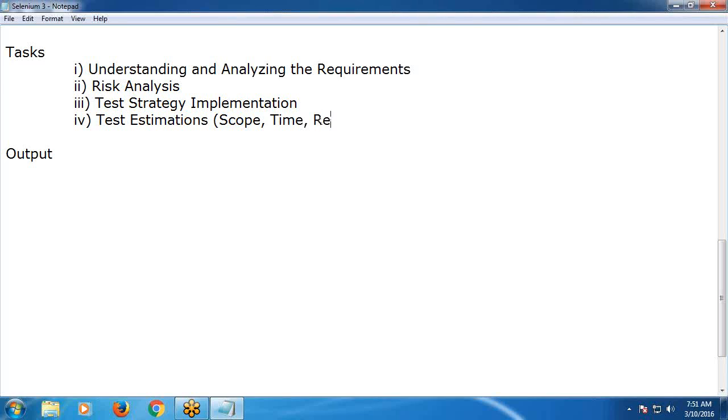Next, resources available, environmental and human resources. Next, budget, etc. These are the considerable factors for test estimations.